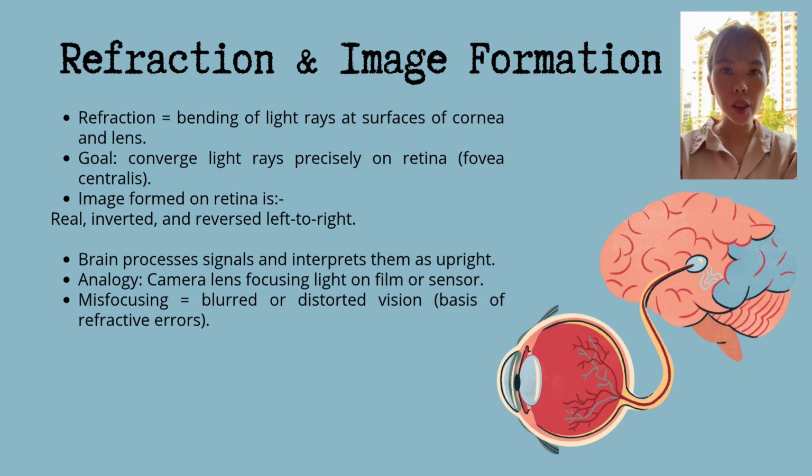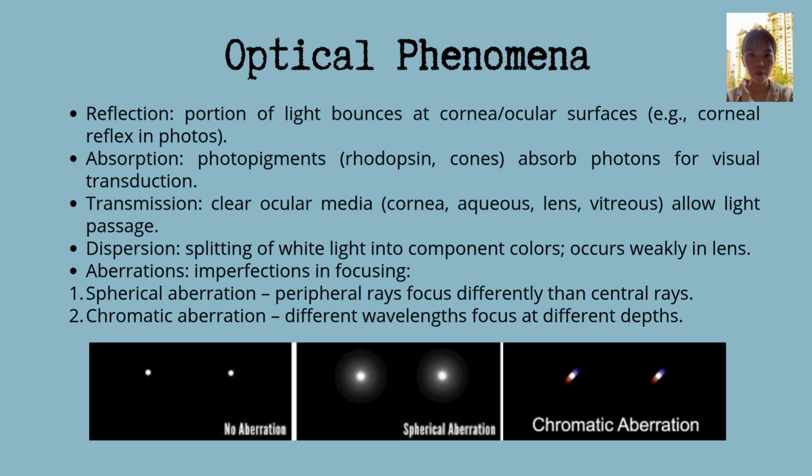Refraction is the most important optical process in the eye. The cornea and lens bend incoming rays so that they converge at the retina. The image formed is actually inverted and reversed, but the brain interprets it correctly. A helpful analogy is a camera. The lens focuses light on the film or sensor. Similarly, the cornea and lens focus light on the retina. If the light focuses too early or too late, that's when refractive error occurs.